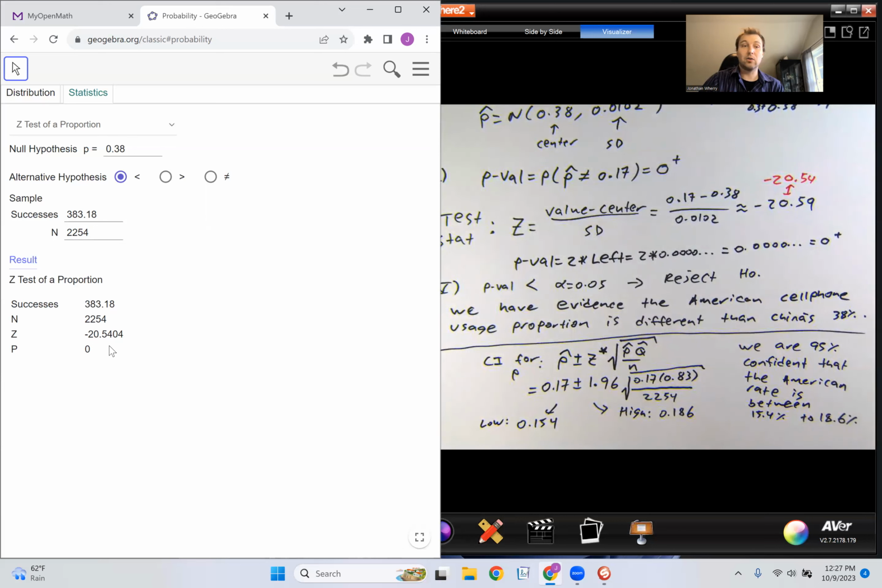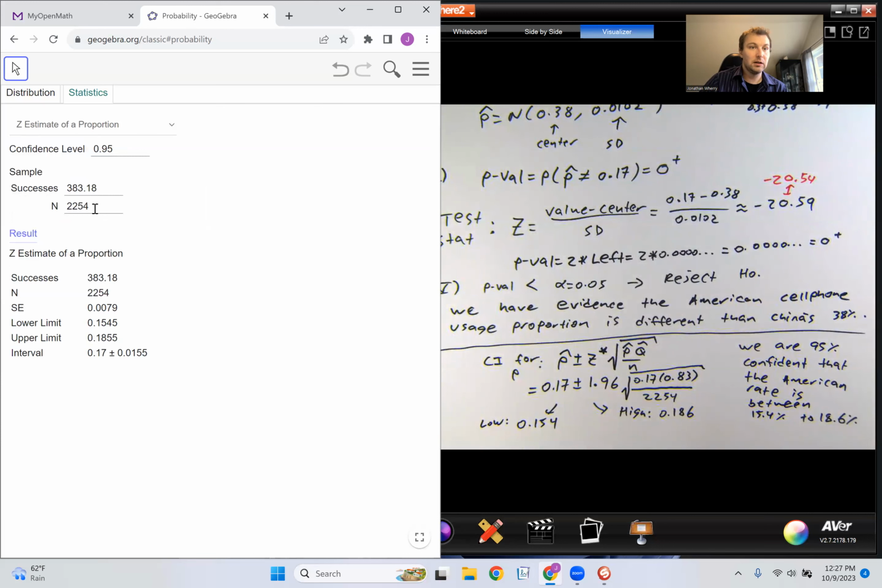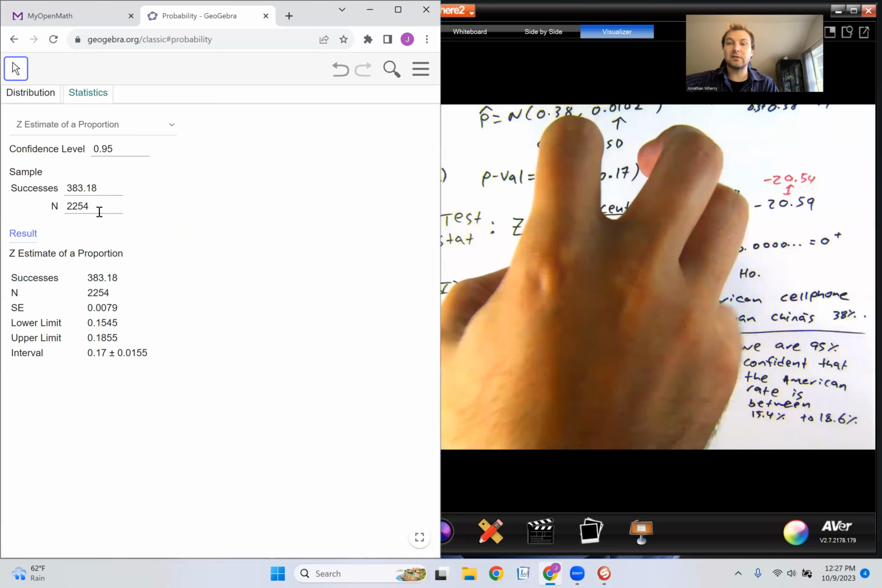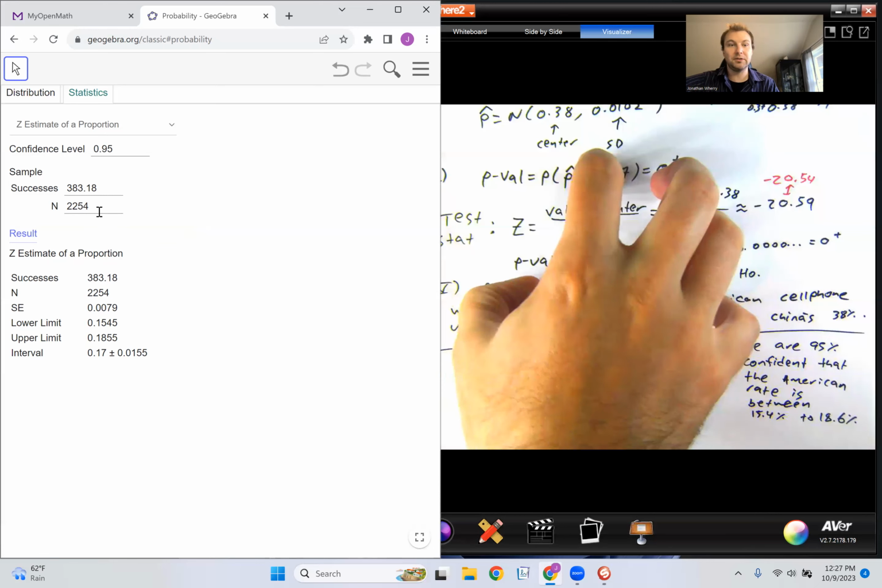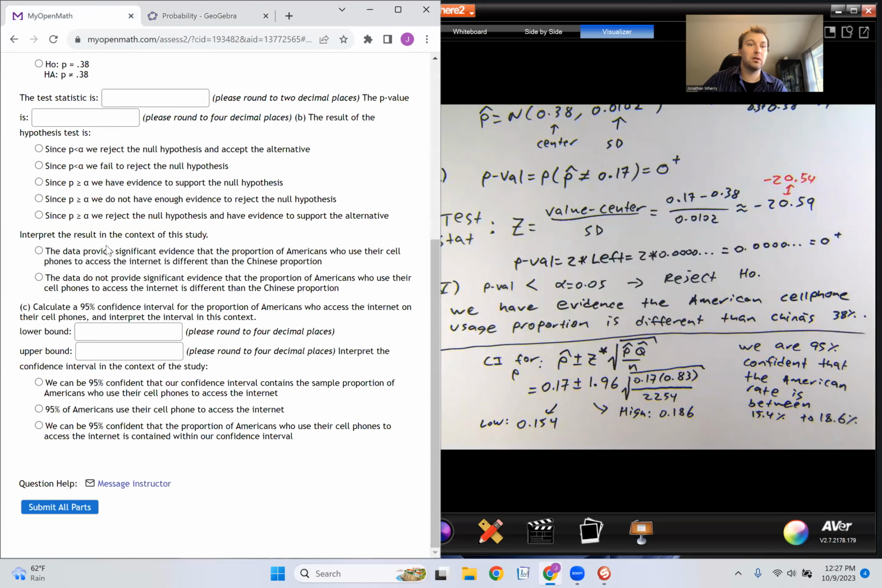Now let's check out the z-estimate of a proportion. And you'll notice that it copies my numbers over. It assumes that I want to do these two things side by side. The hypothesis test told me that the rate was different than 38%. This interval of 15.4 to 18.6 is telling me how that looks different. Let's type these into MyOpenMath.